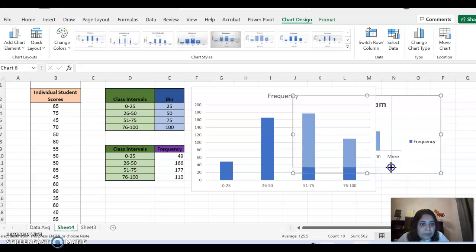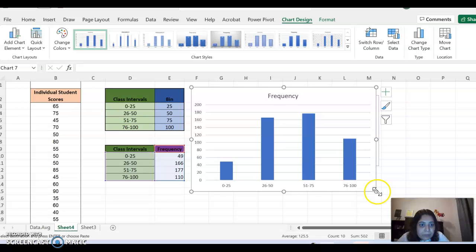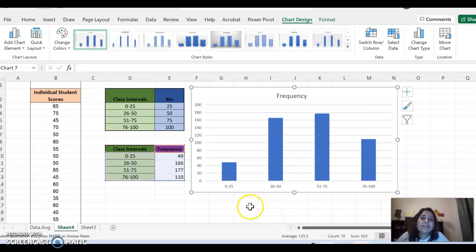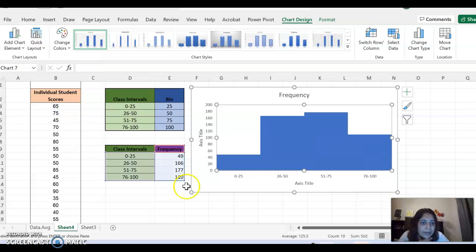You can become small. This graph can become larger. All right, so this is what I wanted to see. Class intervals at the bottom and frequency in every class interval. We will do a couple of things over here. For example, I do not want these gaps between the columns. So I'm going to go ahead and convert it into a histogram.